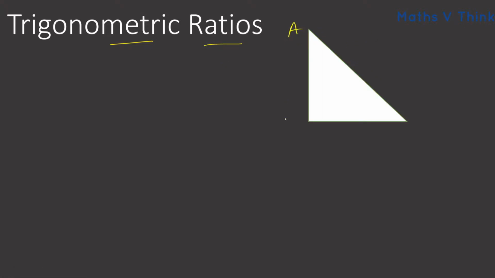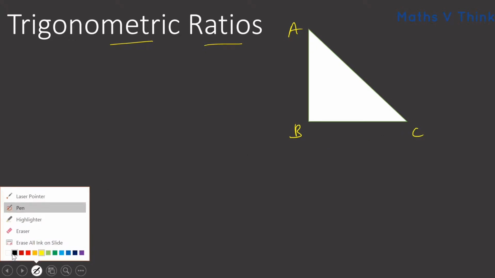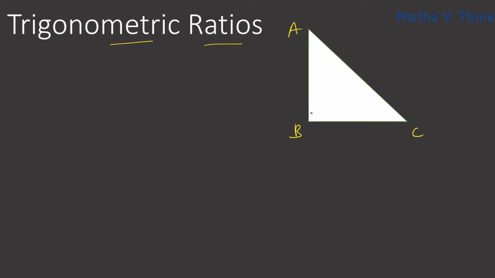So let this be A, B, C, right angled at B. To remember this trigonometric ratio in an easy format, follow the procedure which I tell you. First, remember the order of the trigonometric names, that is sine, cos, tan, cosec, secant and cot.